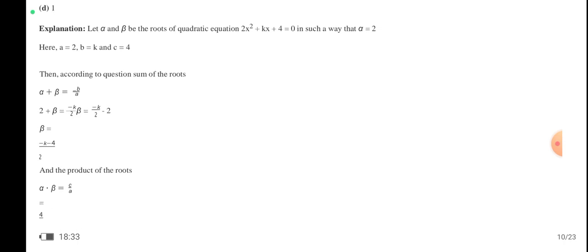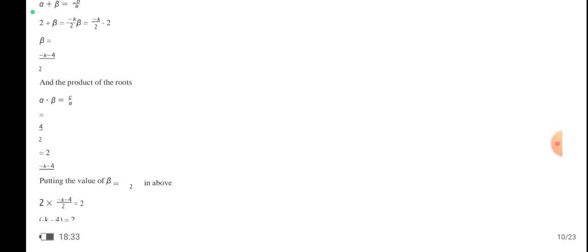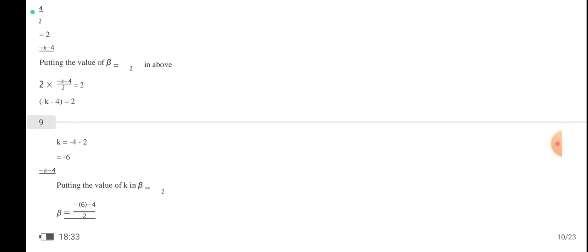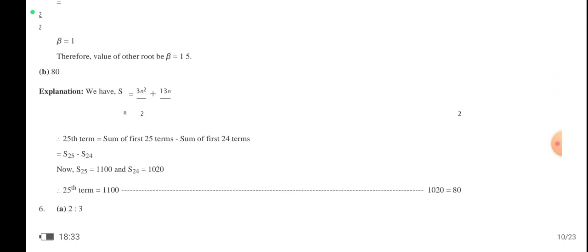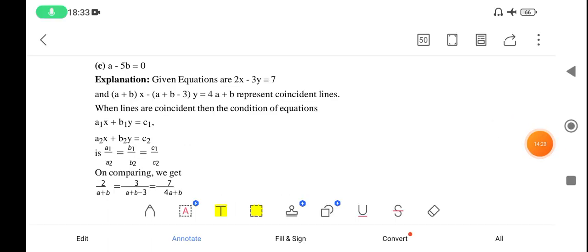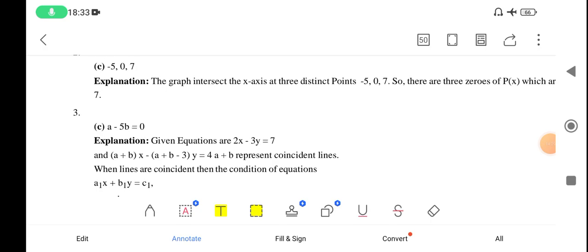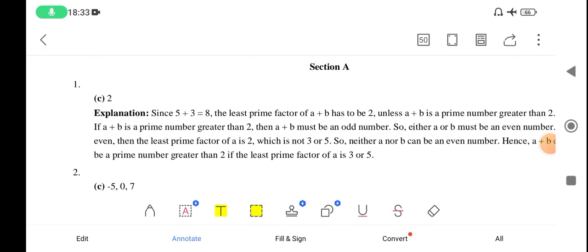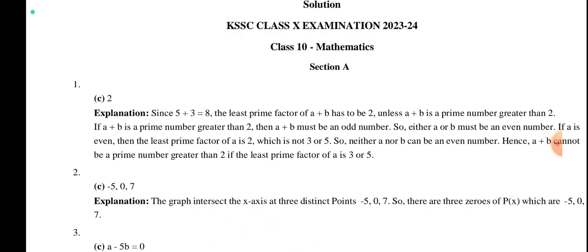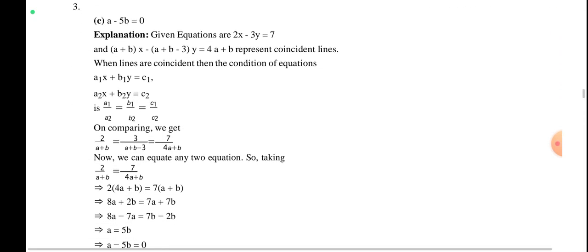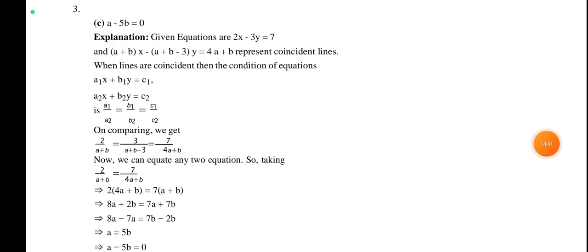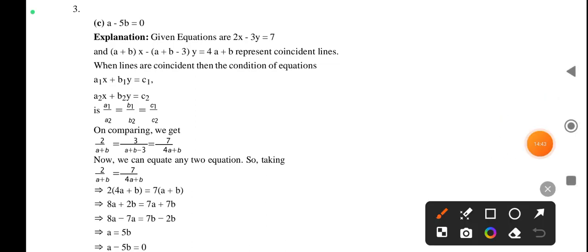You should substitute the product of zeros. As we discussed already, one is just short. Here 5 plus 3 equal to 8. And the second one minus 5, 0, 7. The third one A minus 5B equal to 0. Kindly equate this properly. A1 by A2 equal to B1 by B2 equal to C1 by C2.